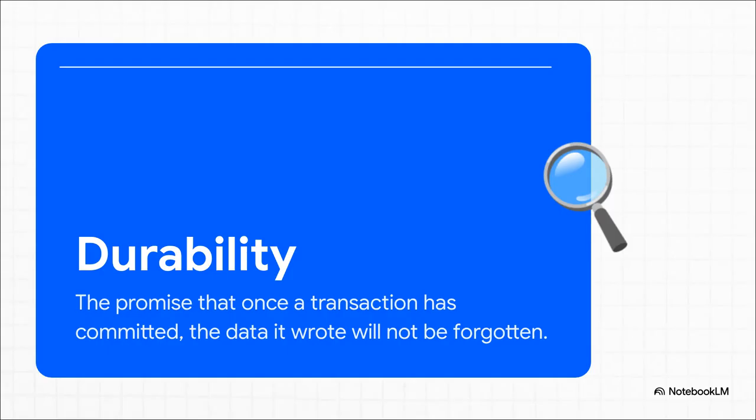Finally, we have D for durability. And this is really the ultimate promise of a database system. Once a transaction is successfully committed, that data is safe. It's not going to be forgotten even if the power goes out or the hardware completely fails. Usually, this means the data has been written to something non-volatile, like a hard drive or an SSD.